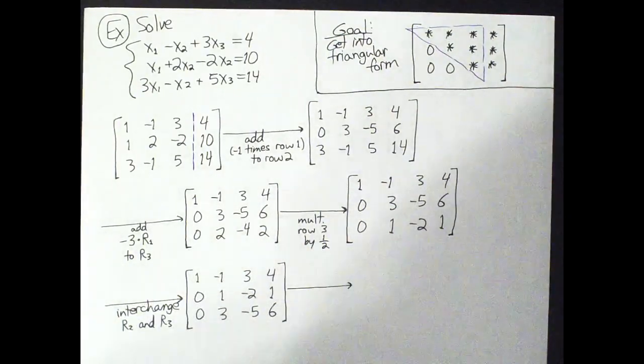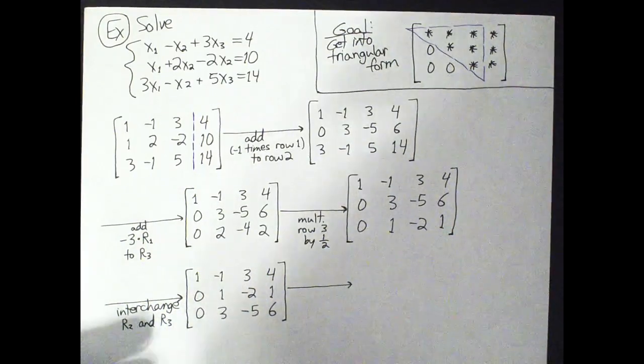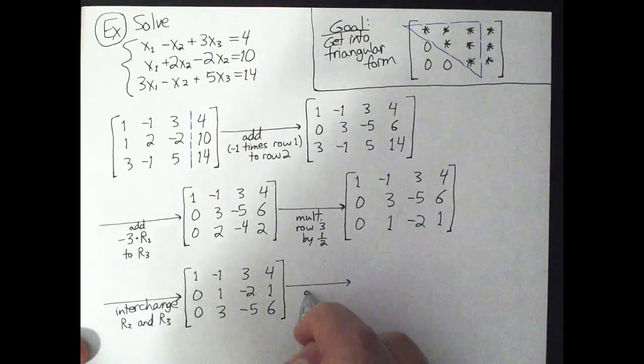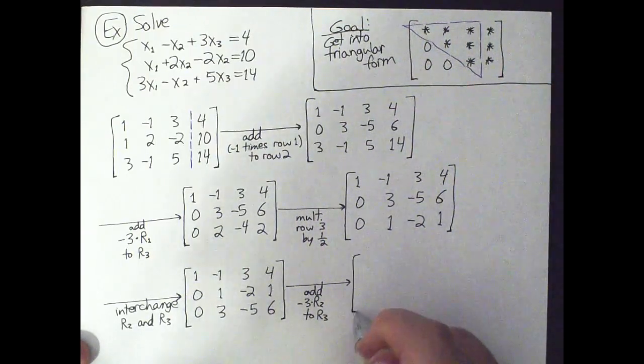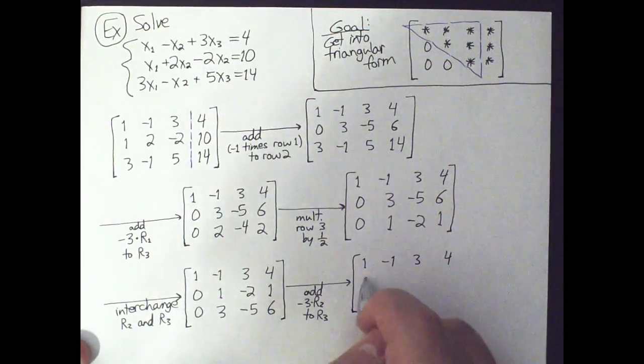Now the position that I'm trying to get into to turn into a 0, now I don't have to use any fractions. I can do negative 3 times row 2. Gonna add negative 3 times row 2 to row 3. Leave row 1 alone. Leave row 2 alone.